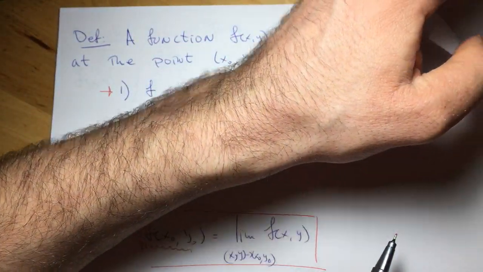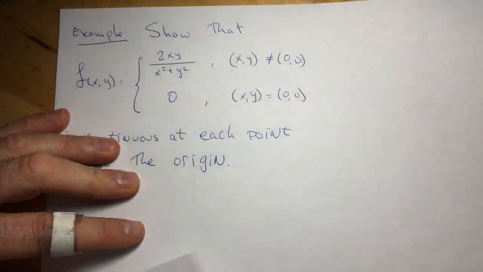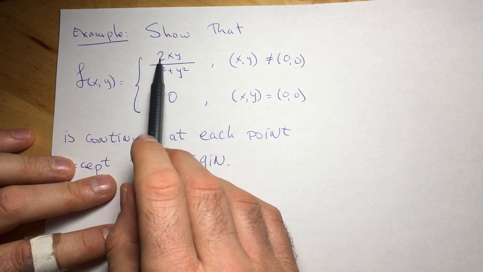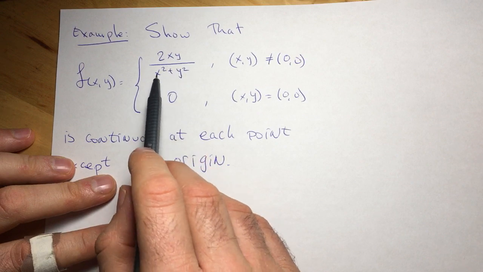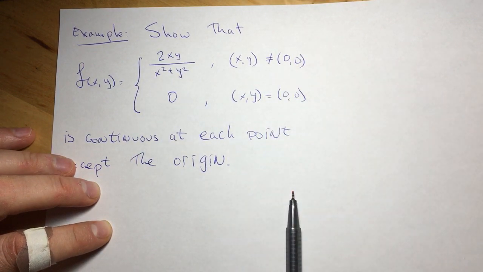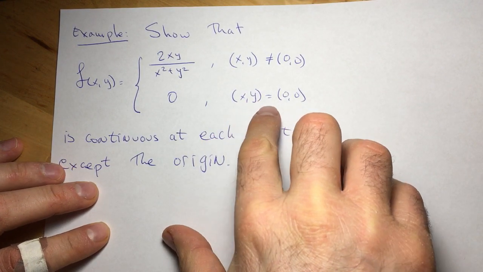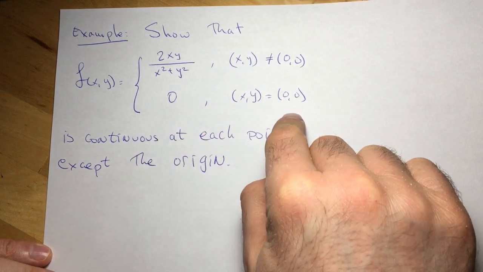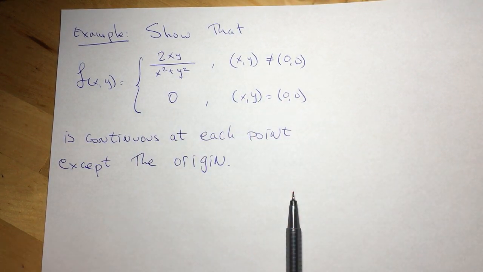And let's do an example. It says, show that the function defined as 2xy divided by x squared plus y squared for all the values except the origin, and f of x, y being 0 at the origin, right? Show that it's continuous at every point except the origin.